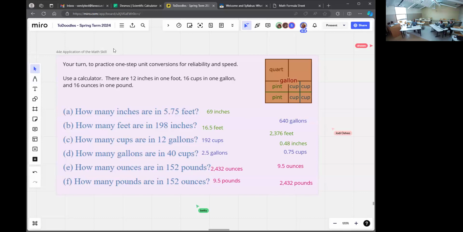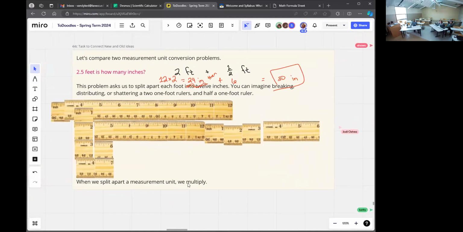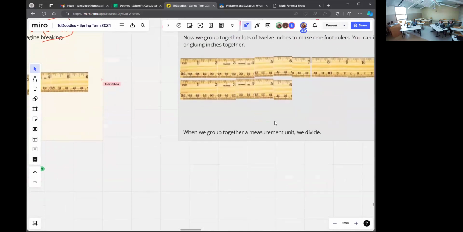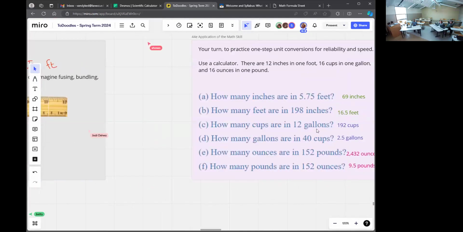Okay, hopefully that's gotten it into your brain, you can do your homework. When you're going from a big thing and breaking it apart into little pieces, multiply. When you're starting with the pieces and joining them together, then you divide.